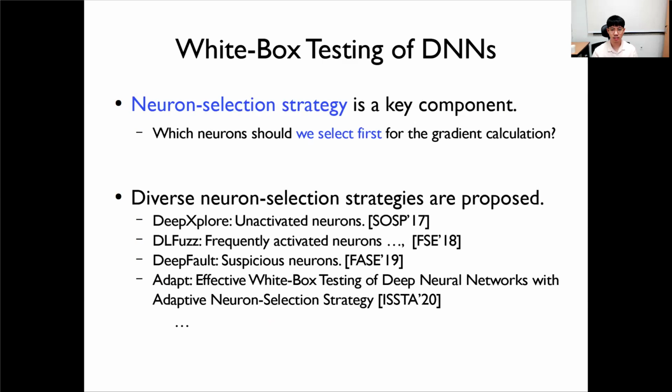So in white box testing, answering the following question is key. Which neurons should we select first for the gradient calculation? That is, the so-called neuron selection strategy is a key component for the effectiveness of the white box testing method. And recently, diverse neuron selection heuristics have been proposed. And each strategy presented in each paper has its own criteria for selection of the neurons. Also, this research area is still at an early stage.